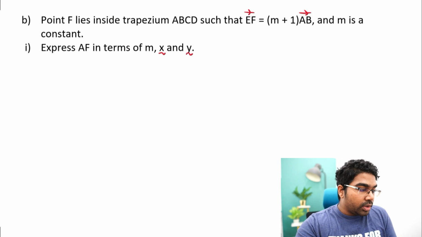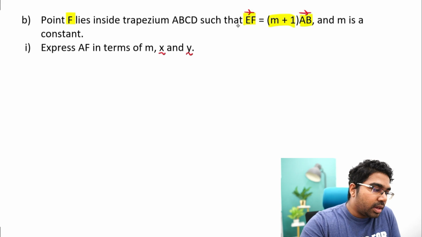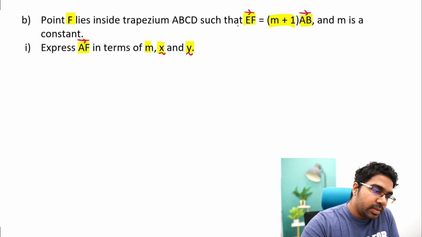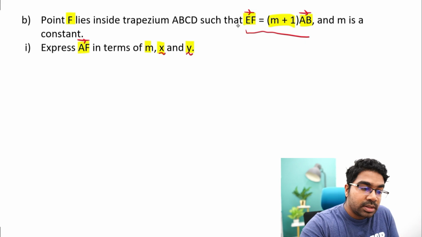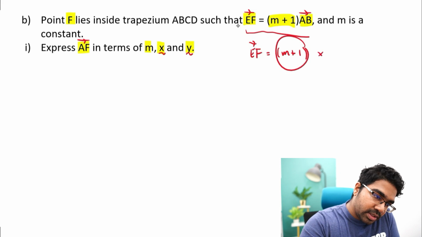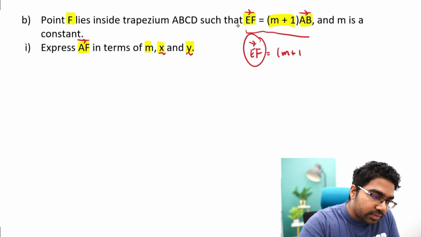Let's look at B. Point F lies inside the trapezium such that EF is equals to m plus 1 times AB. M is a constant. Express AF, this is a vector, in terms of m, x and y. Okay, first of all, when you see an equation like this, where one vector EF is equals to a constant times another vector, this simply means that EF and AB are parallel. We are not going to use this fact in this question. This is just for revision.